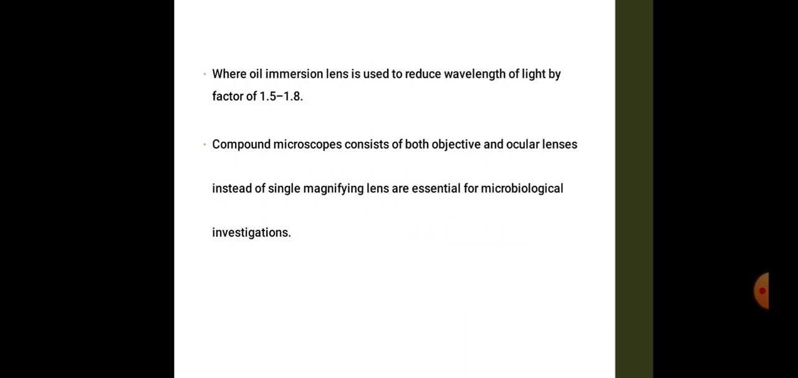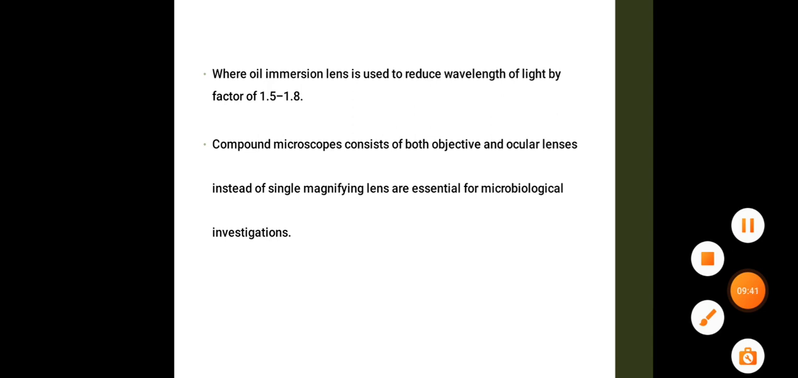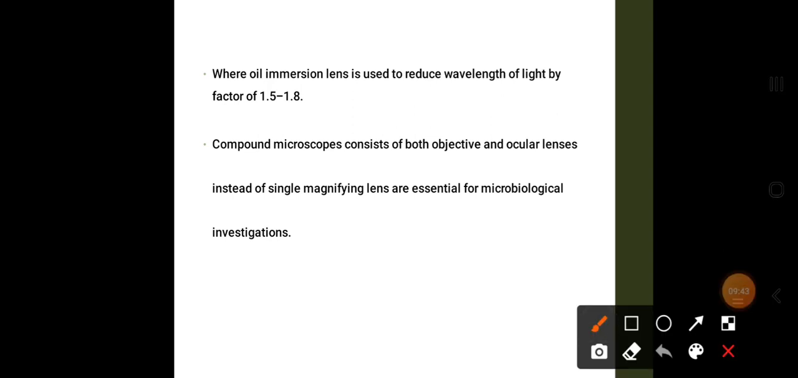Here, why do we use an oil immersion lens? The oil immersion lens is used to reduce the wavelength of the light by a factor of 1.5 to 1.8. It will reduce the wavelength up to the 1.5 to 1.8 factor.